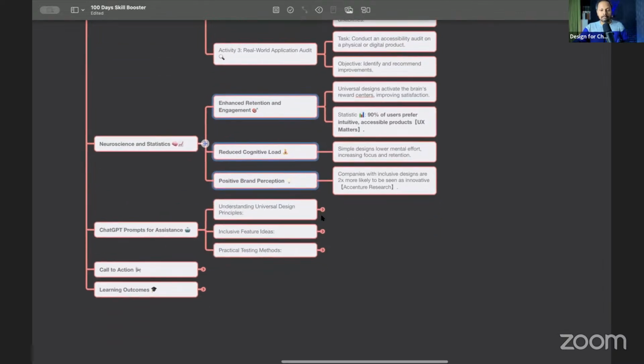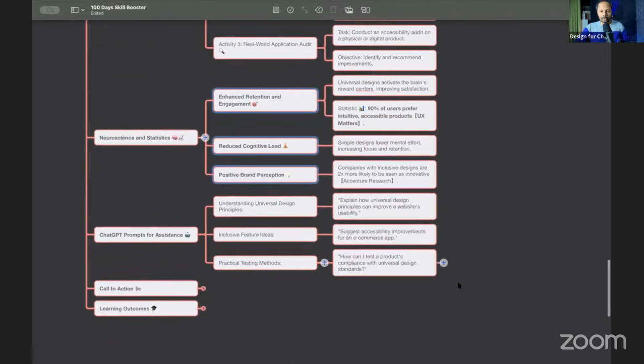Now let me give you some prompts as well. If you're completely stuck, you guys can definitely use it. Just give me some example. Just give me a minute. I'll copy paste in the chat box so that you guys can do it.